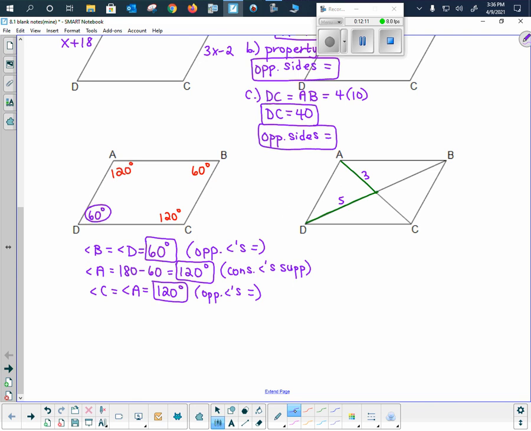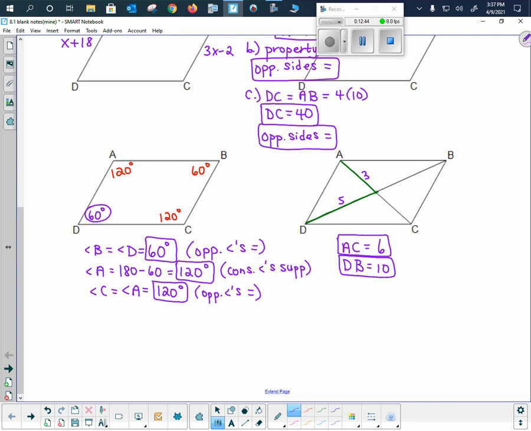So if that's all I drew in the picture was just the 3 and the 5, and I asked you the following questions, AC and DB, I claim you have enough information. So AC, the entire diagonal, would be 6. And DB, the entire diagonal, would be 10.